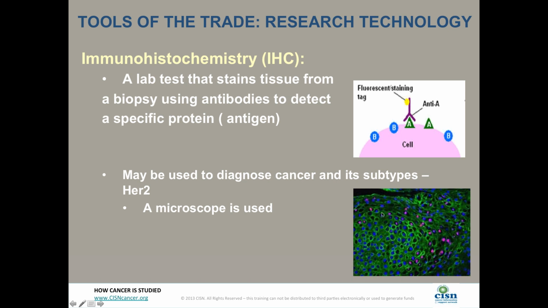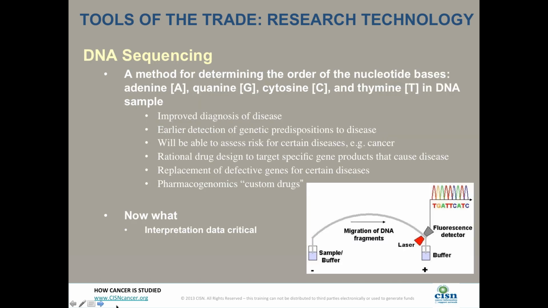And here's a nice image. These pink ones would be the HER2 cells that are there, and there would be HER2 positive here. So there are a lot of different areas where they use immunohistochemistry.